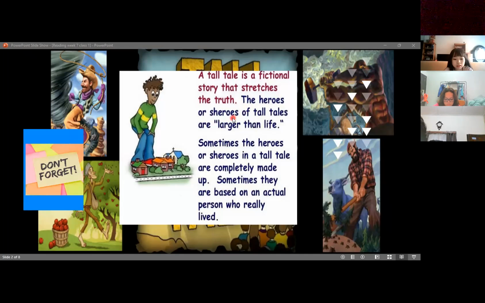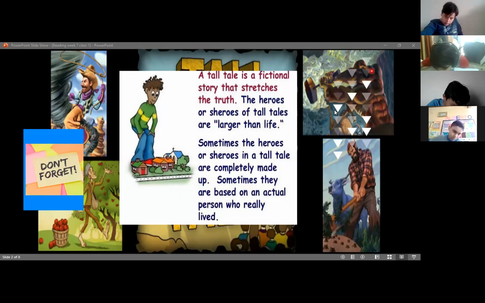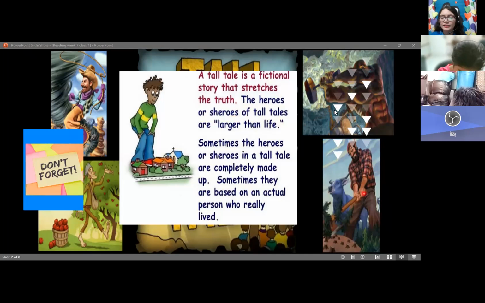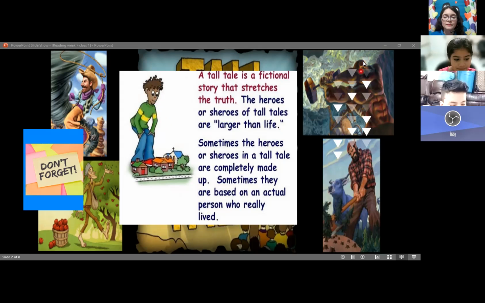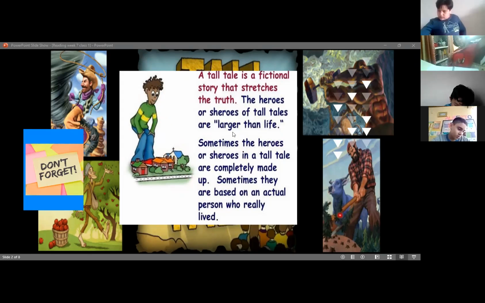The heroes of tall tales are larger than life. You can read in a tall tale that these people are big. Look at this ball. Look at the houses, the shores, the trees. They are smaller than the boys. That is impossible. We are shorter than trees and houses. So that is an example of a tall tale.